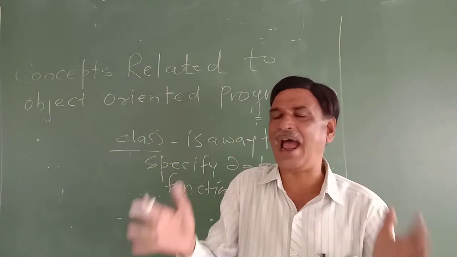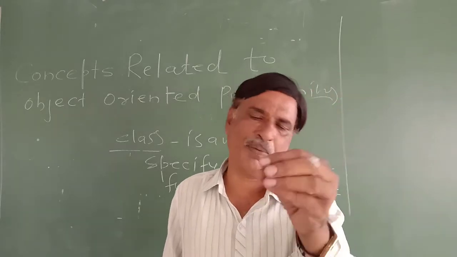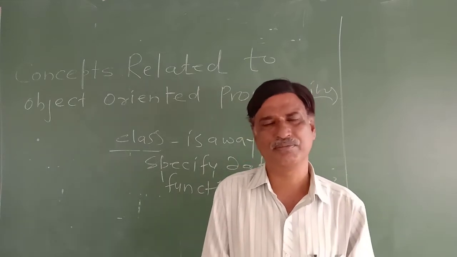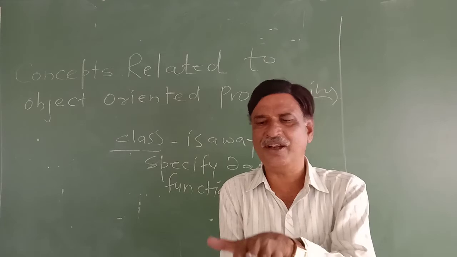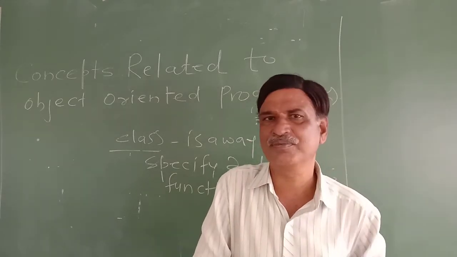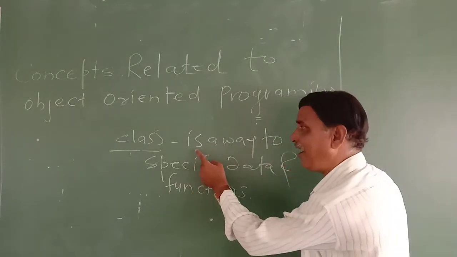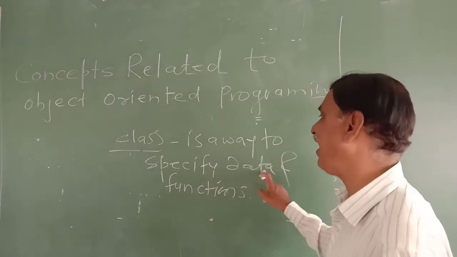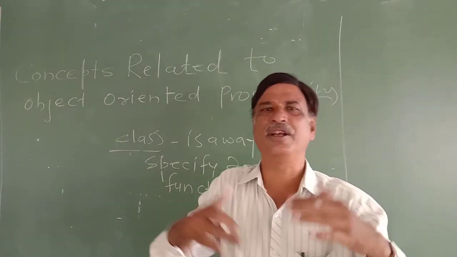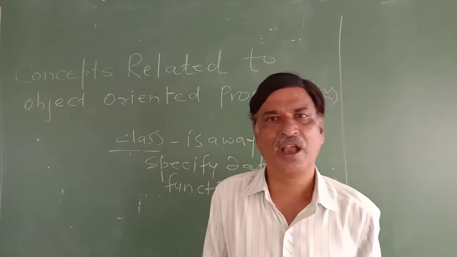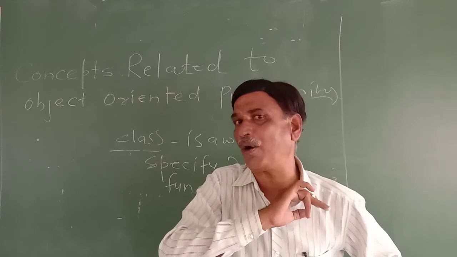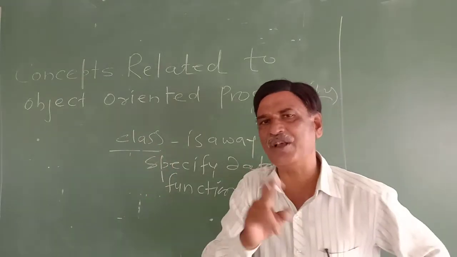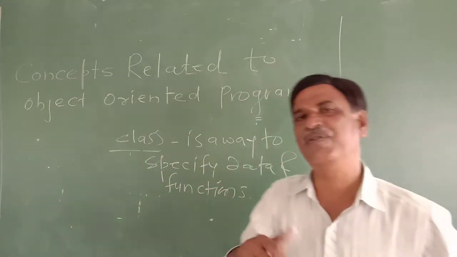To construct a building, first you have a map, the architect draws a map, a layout. Unless the layout is there, no building will be constructed. Similarly, class is a way to specify. So unless you specify data and functions, you can't create the object. And hence, in object-oriented programming, object is important. And how is object created? It is created by using class, because in a class we can specify data and functions.